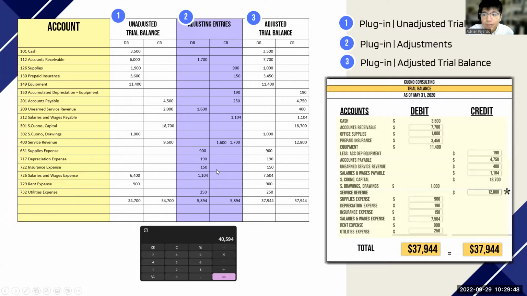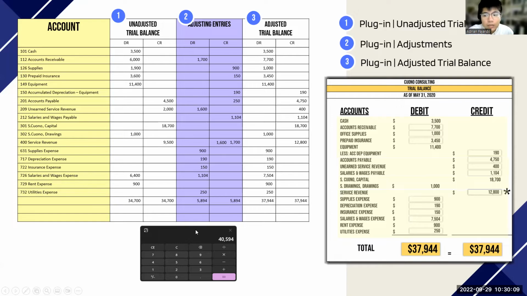some of these accounts decrease their debits or credits. So basically, the reason why it's not 40,594 but 37,944 is because, for example, our supplies, we didn't add 900 but we subtracted it. And therefore, that would account for the differences.